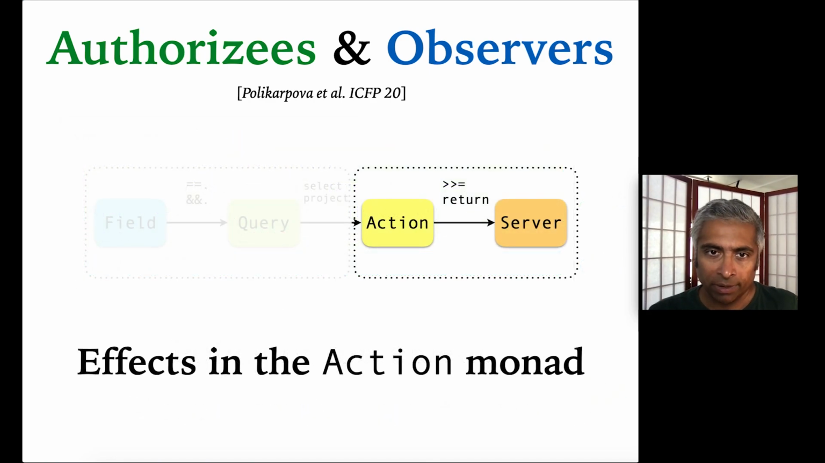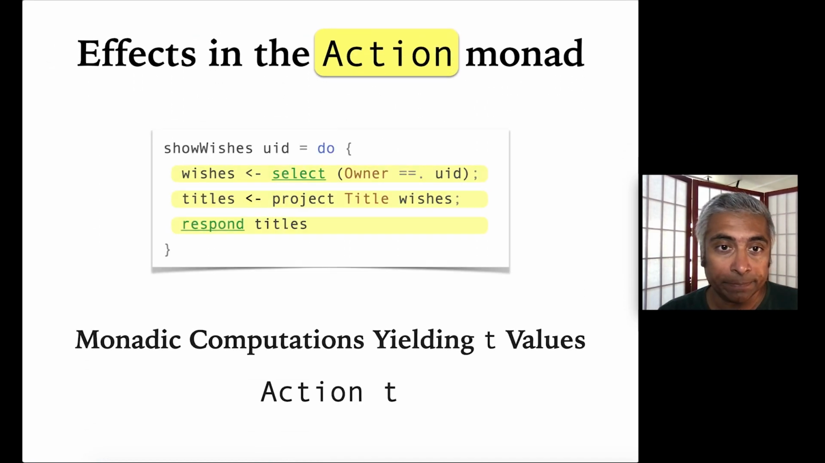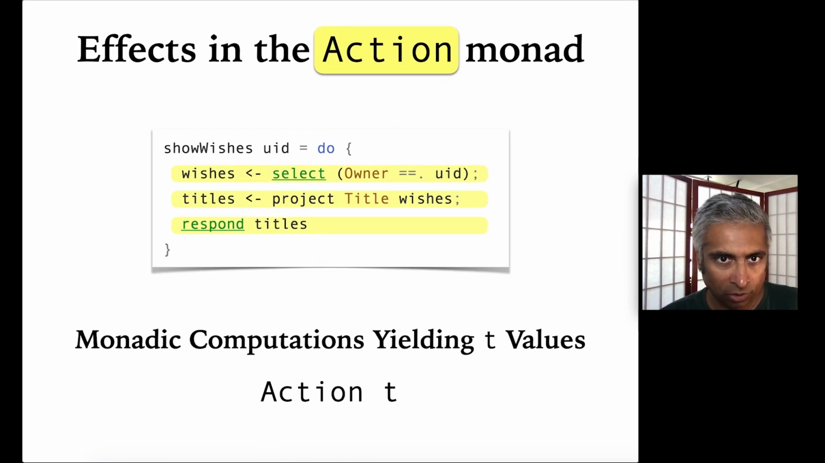So what we are going to do in the Storm framework is to encode this notion of authorizees and observers as effects inside this action monad. And so we're going to track the set of authorizees and observers as we build up these computations, and we're going to enforce these checks across the entire server. Let's see how we do that. So first of all, you will have noticed, since it's a do block, each of these yellow snippets is just a monadic computation yielding a t value.